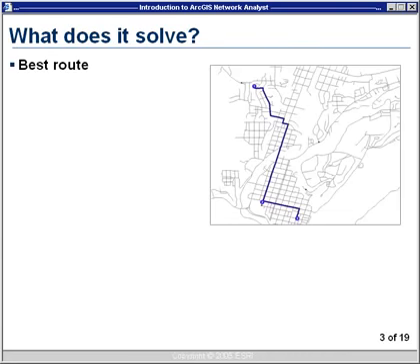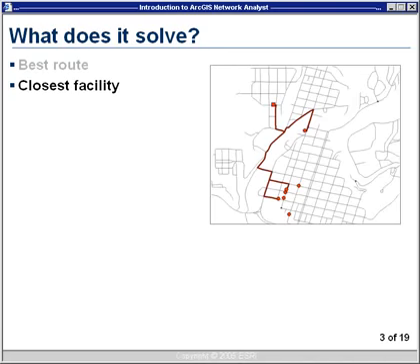So the next question many people may be asking is, what kinds of problems does Network Analyst solve? For the initial release, it will perform 4 main types of analysis. The best route algorithm allows you to find the best route between a series of stops in the order you specified, or you can reorder the stops to find the best order for you. The closest facility algorithm allows you to find the closest facilities for one or more incidents.